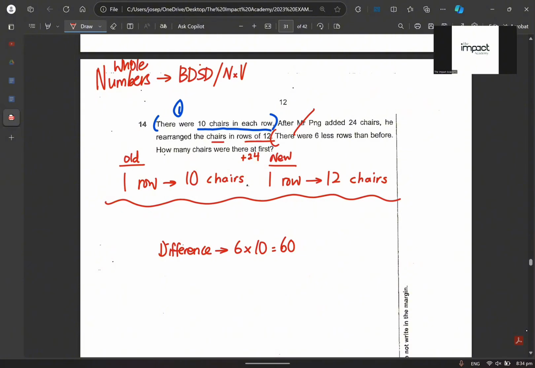Can I ask you a very simple question? How many rows does this person have? Definitely more than 6. Now, when you do 6 times 10, you get 60 chairs. This is the difference. But don't forget that you need to add also the 24, which equals 84 chairs. Make sense or don't make sense? And you divide that by 2. Why do you divide by 2? That's an increase from 10 chairs to 12 chairs. This is called my big difference. What is the total difference? 24 plus 60. What is my small difference?